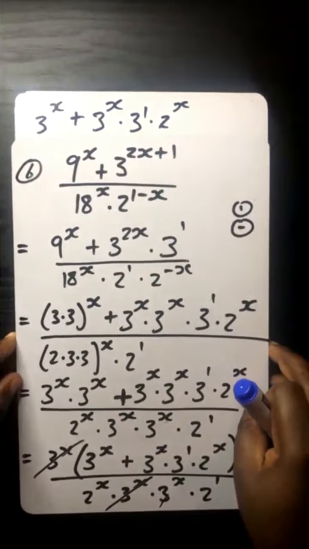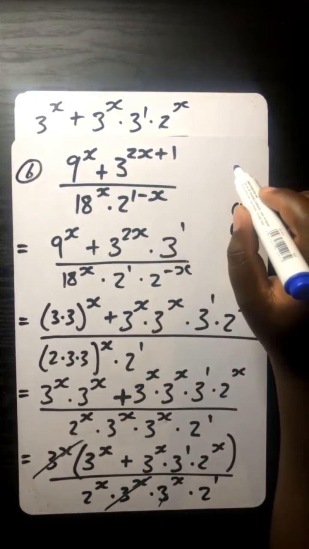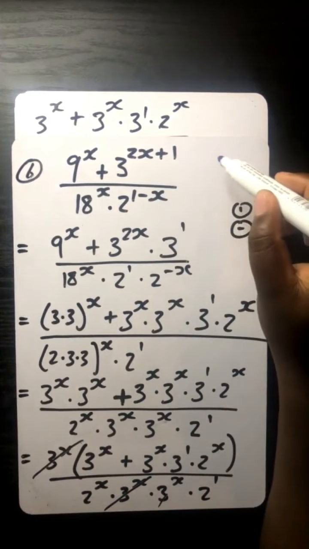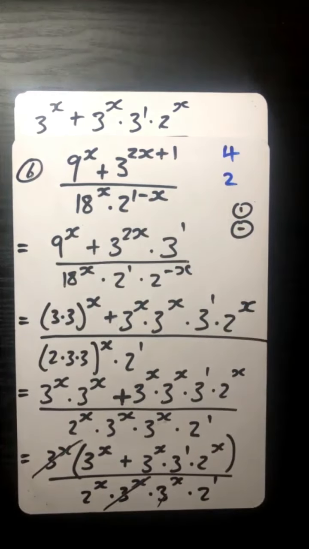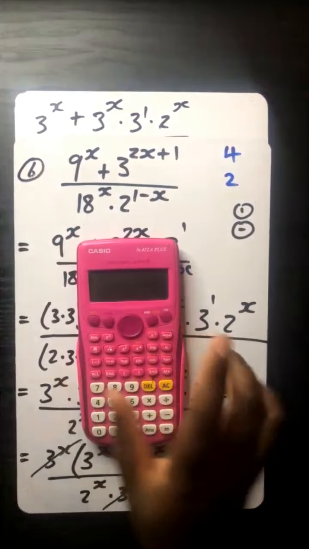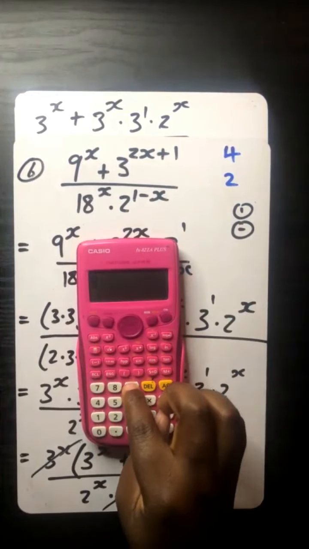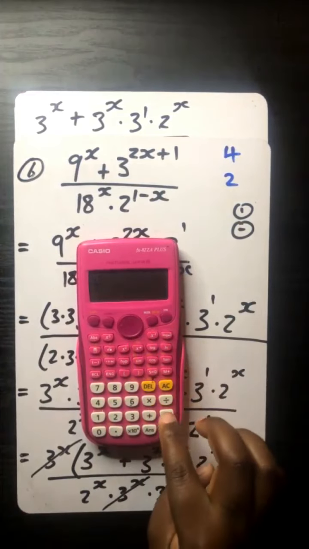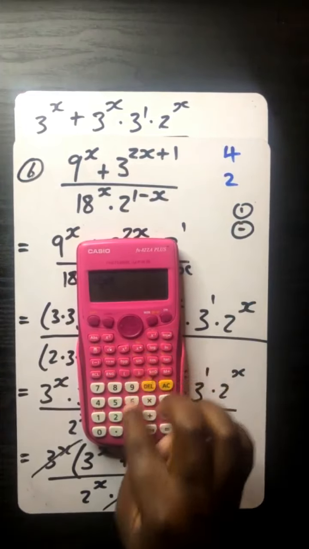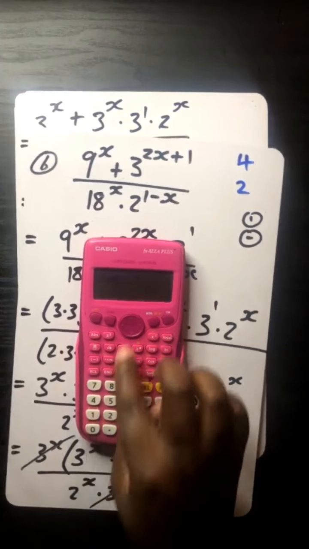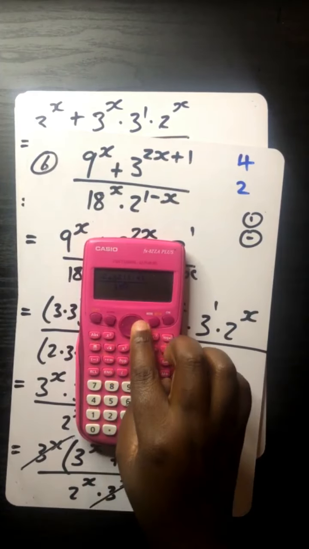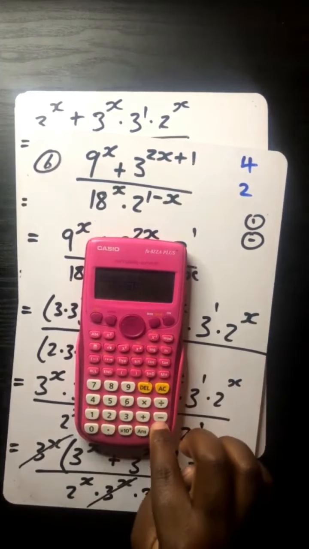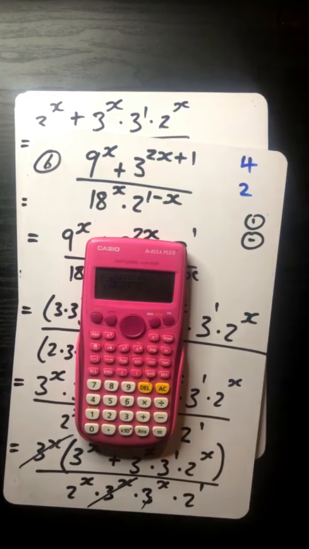Let's try to check what must be our final answer in this case. Let's substitute using 4. The other guys, let's maybe use 2. On that original equation there, I'm going to use 2. The other guys use 4. Fraction button 9 to the exponent, I'm using 2, then plus 3 to the exponent 2 into 2 plus 1 over 18 to the exponent, I'm using 2, multiplied by 2 to the exponent 1 minus 2. So I'm getting 2.